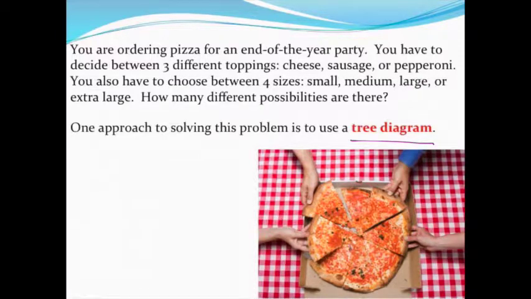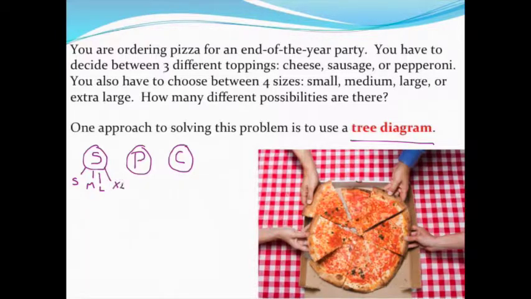For example, in this case, our first choice to make is the kind of pizza we want to get. First I can choose between three kinds of pizza. I can choose a sausage pizza, a pepperoni pizza, or a cheese pizza. Once we've made that decision, there are four more choices we can make. We could choose a sausage pizza and then choose a small, a medium, a large, or an extra large pizza.